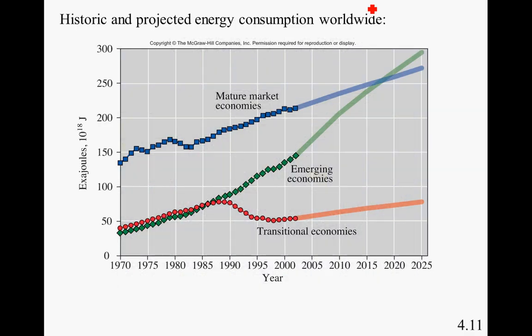This graph shows the energy consumption of the world broken down into categories of their economies. For instance, America is a mature economy, so it is on the blue line. India and China are considered emerging economies, so they are represented by the green line. And Eastern Europe is considered a transitional economy, so it is represented by the red line. What you may notice is that all three projections are going up.